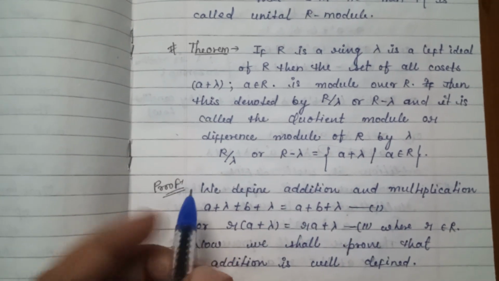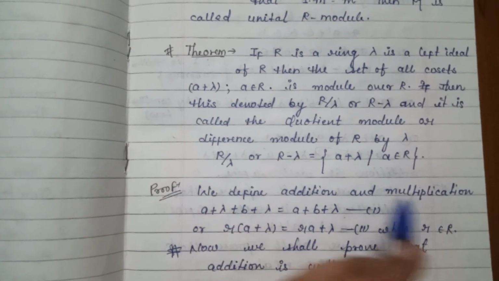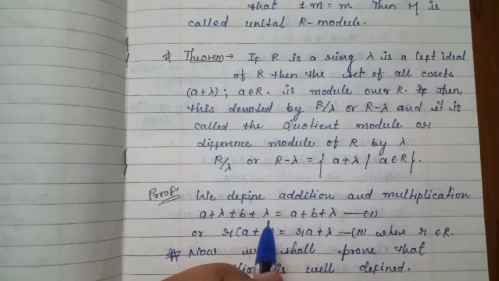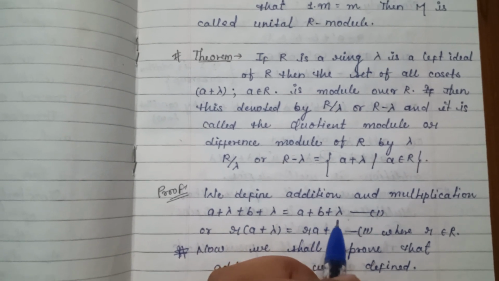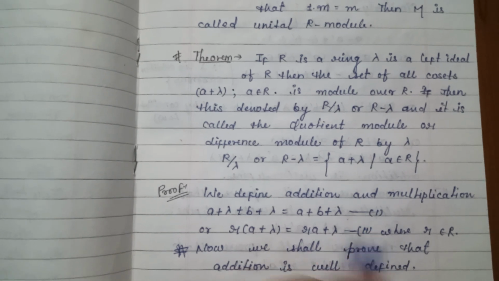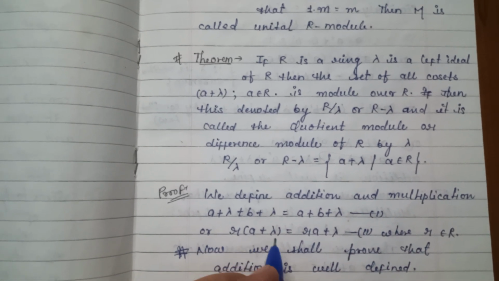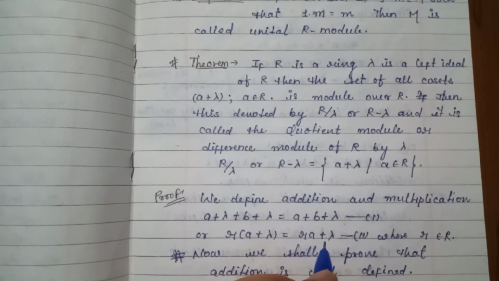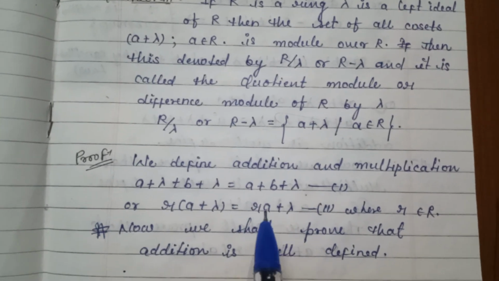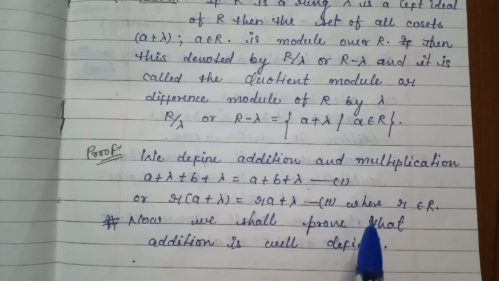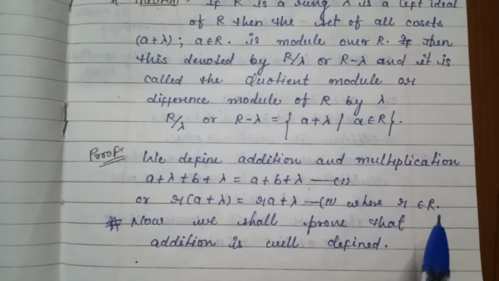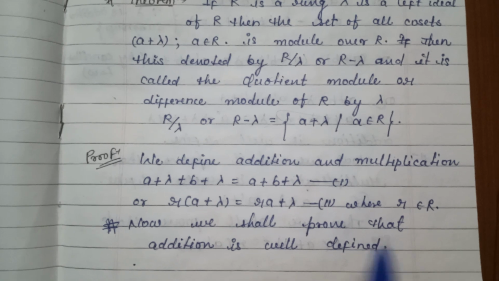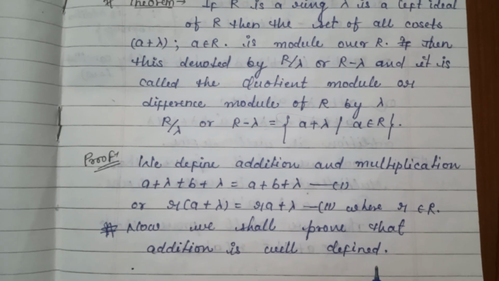Now there is a proof. We define addition and multiplication: (a + lambda) + (b + lambda) = (a + b) + lambda. I named this equation number 1. Now r(a + lambda) = ra + lambda, equation number 2, where r belongs to capital R. Now we shall prove that addition is well defined.